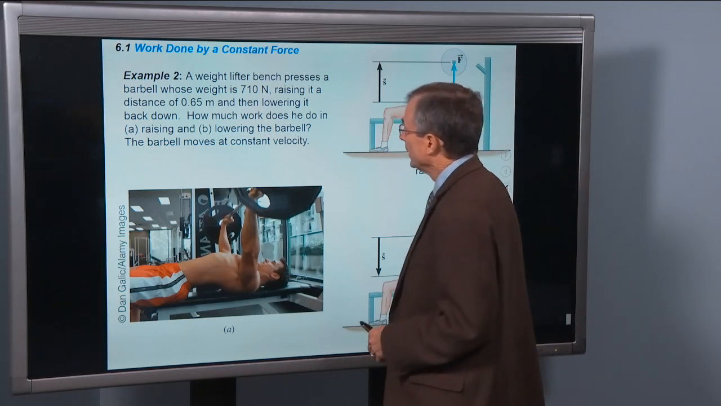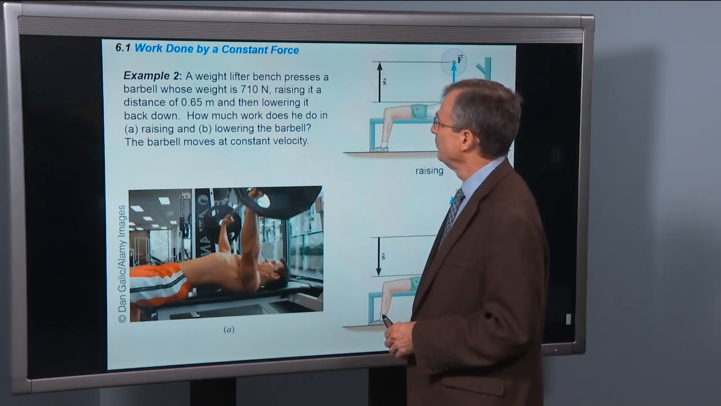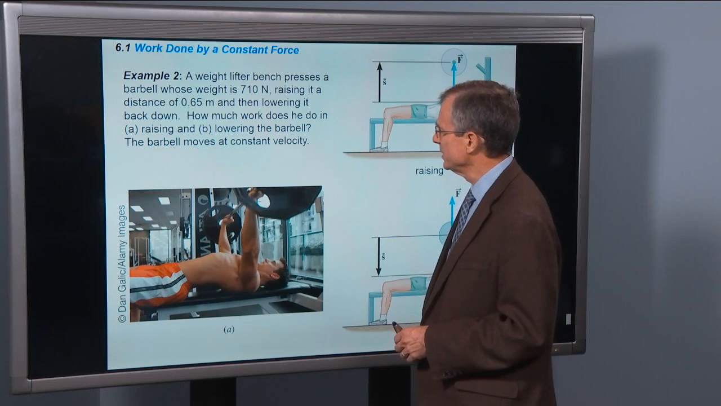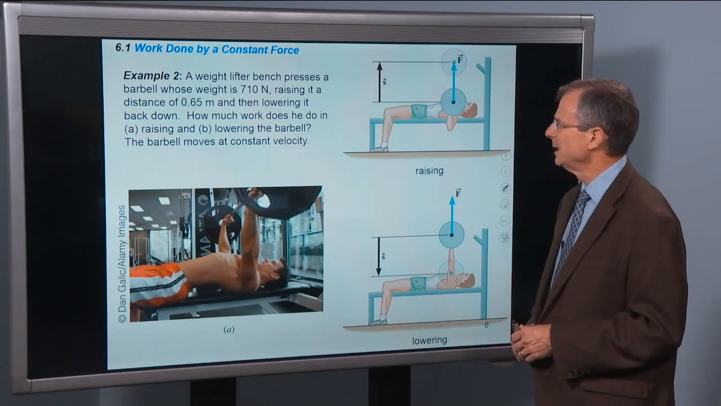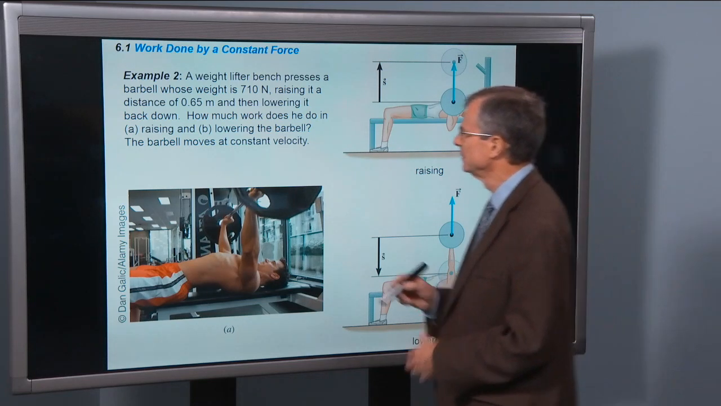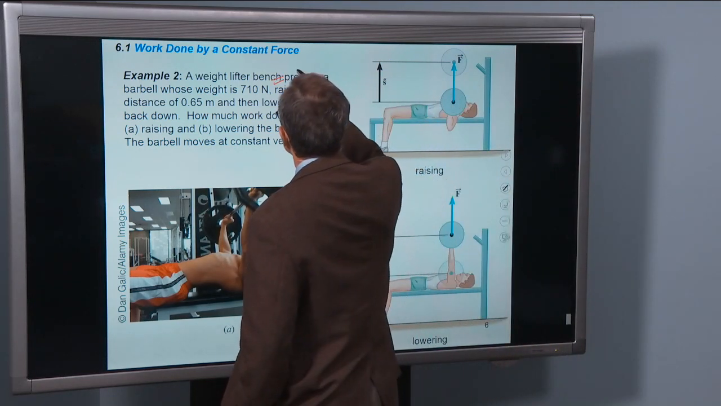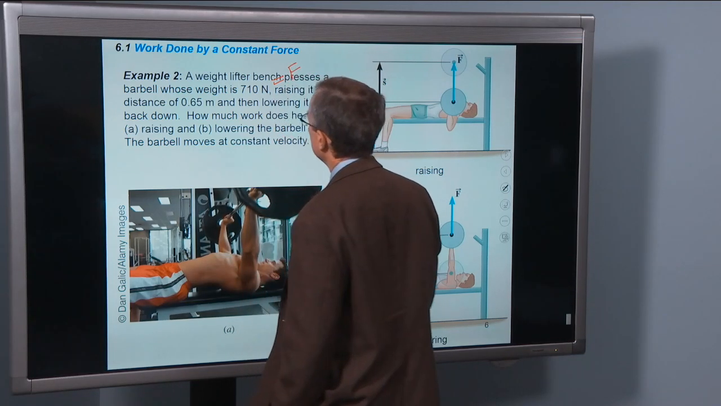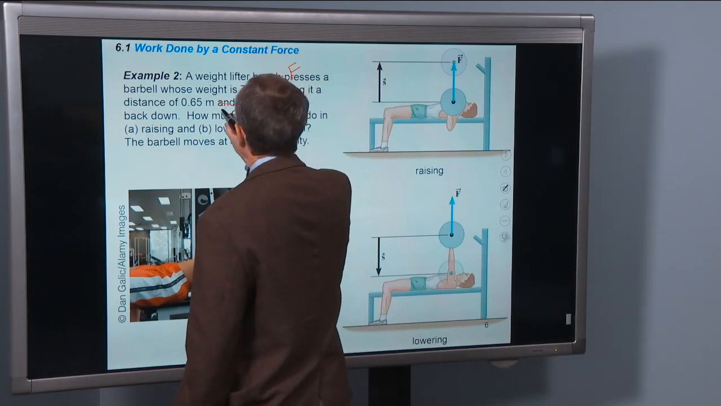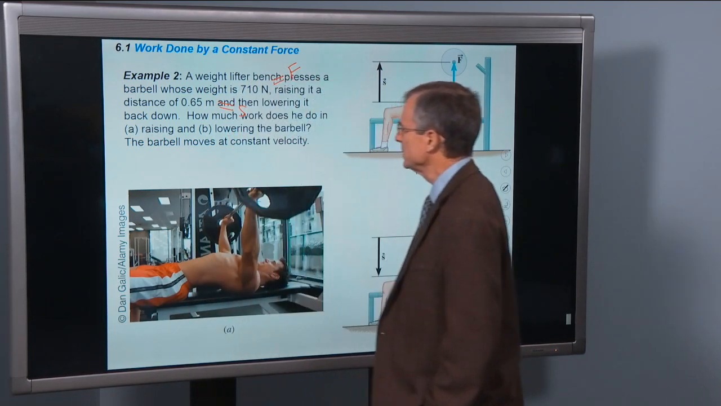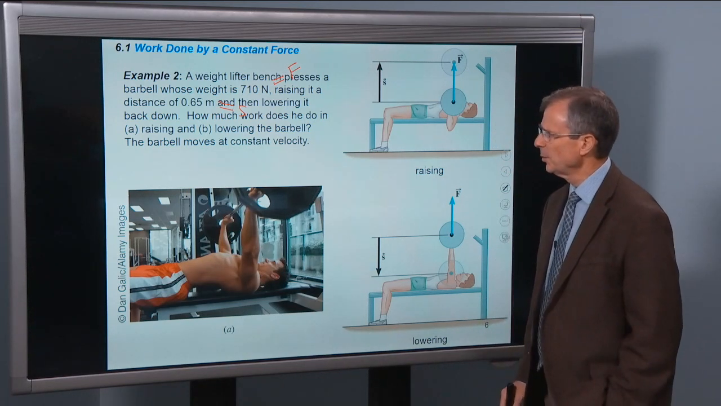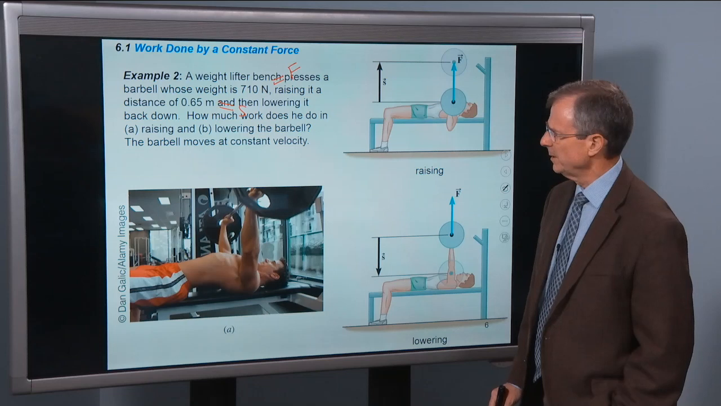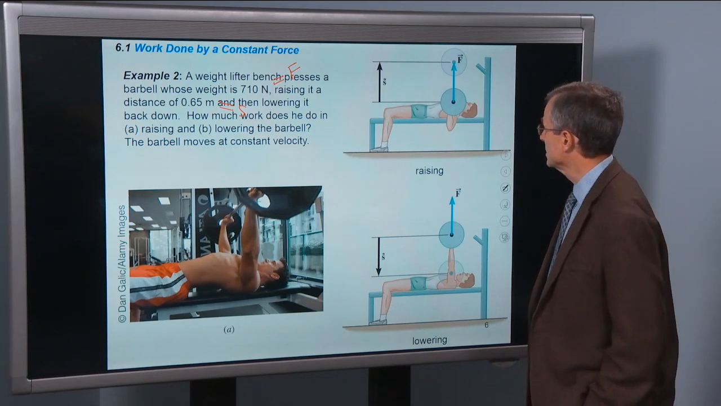A weightlifter bench presses a barbell whose weight is 710 newtons, raising it a distance of 0.65 meters and then lowering it back down. So this is the force. The distance traveled is 0.65 meters and then lowering it back down. How much work does he do in raising and lowering the barbell? And we're told that the barbell moves at constant velocity.